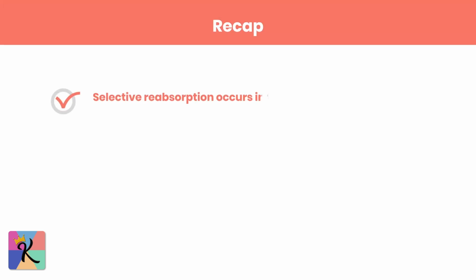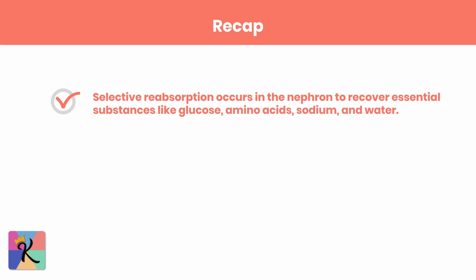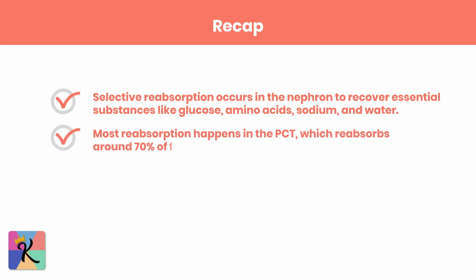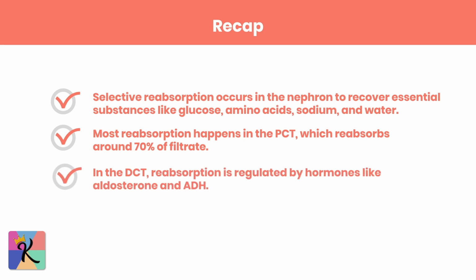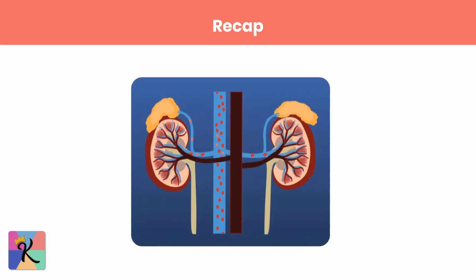To recap, selective reabsorption occurs in the nephron to recover essential substances like glucose, amino acids, sodium, and water. Most reabsorption happens in the PCT, which reabsorbs around 70% of filtrate. In the DCT, reabsorption is regulated by hormones like aldosterone and ADH. Understanding selective reabsorption is key to appreciating how your kidneys maintain balance and prevent nutrient loss.